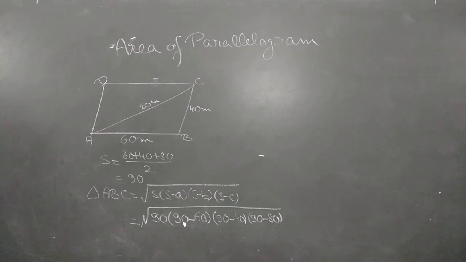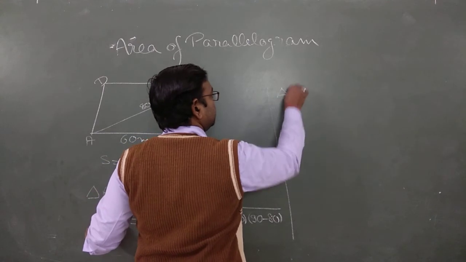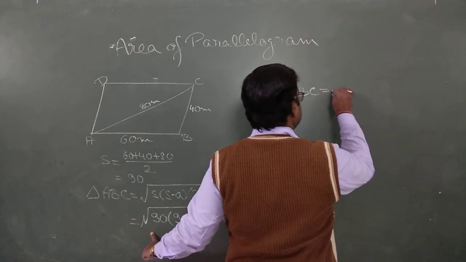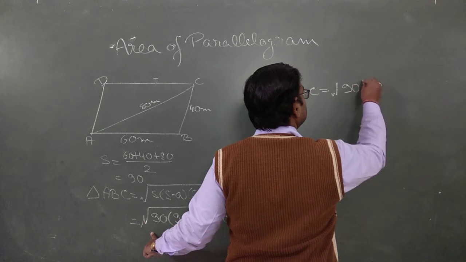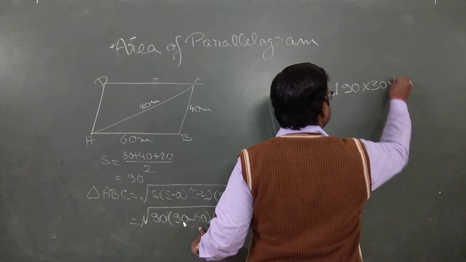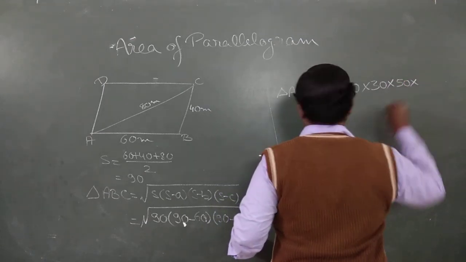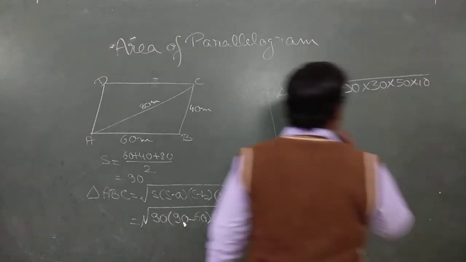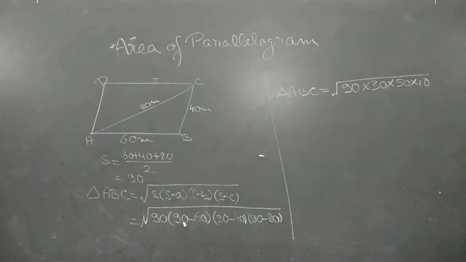Now in this case, how do we solve this one? Now I am solving this side. Area of triangle ABC equals to, from this, under root 90 into 90 minus 60, it's 30, into 90 minus 40, it's 50, into 90 minus 80, it's 10. So let us solve this one.